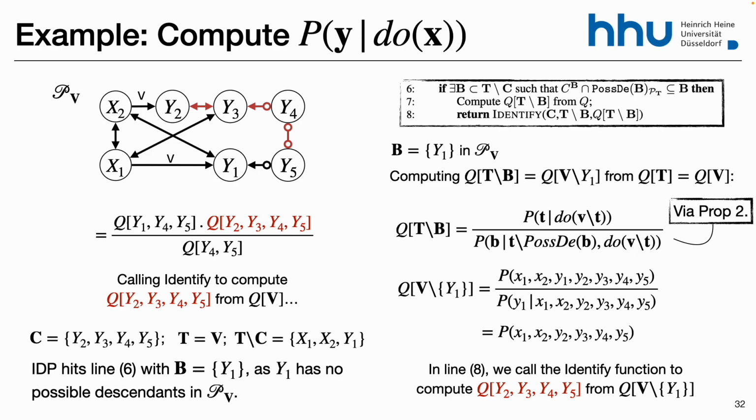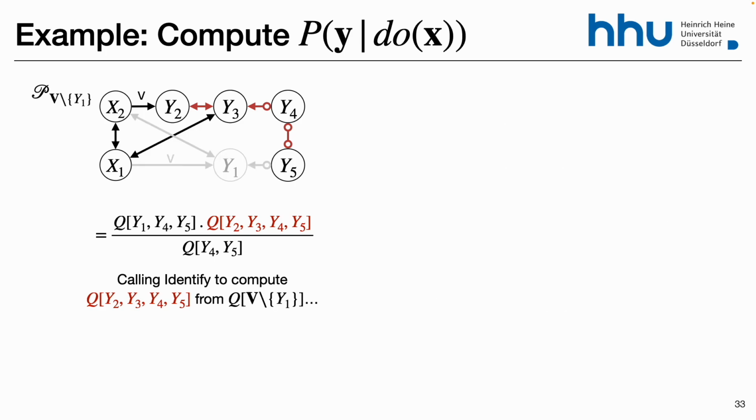So that's line 8. We call the identify to compute the same C. So the C doesn't change. It's still y2, 3, 4, and 5. But now instead of QV, we have the QV minus y1. I just computed it, so I have it. So again the same C, but the T is now V minus y1, and if I compute T minus C, it's just x1 and x2. So I'm reducing the T minus C every time that I recursively call the functions.